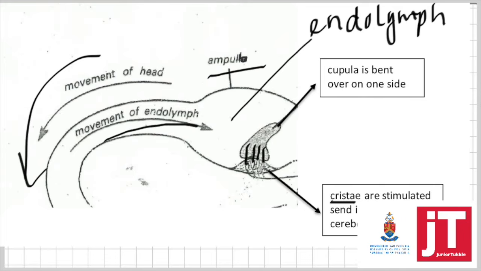Now, as your head moves in one direction, as you can see according to the diagram, the endolymph moves in the opposite direction. And as the endolymph moves, the endolymph bends the cupula, which is a jelly-like structure. And this will now touch the hair cells, which is the cristae. And as soon as the cristae is touched, that is the stimulus that is changed to an impulse, and the impulse is then transmitted to the cerebellum.